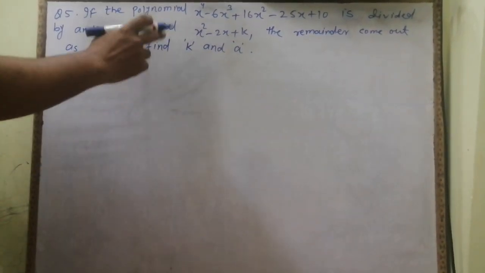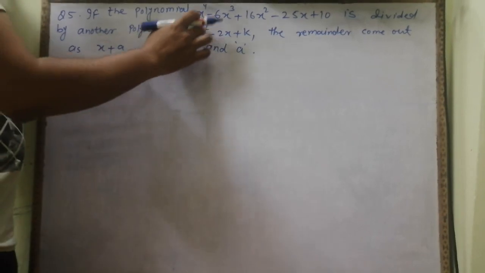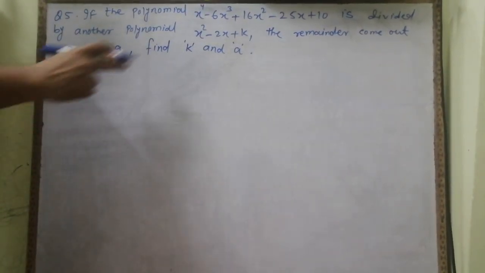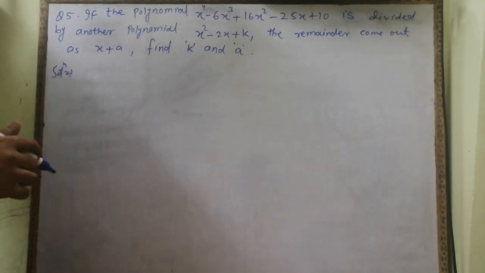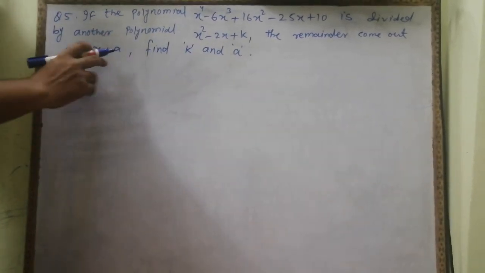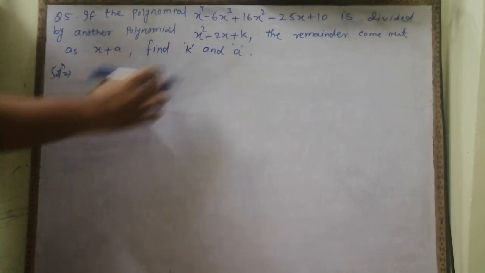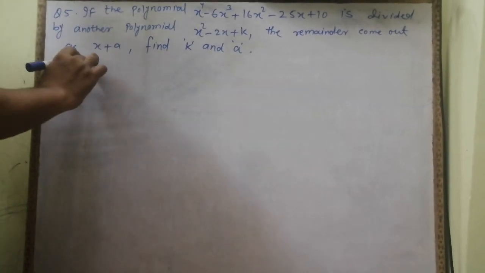Okay, see this, we will divide this polynomial by this polynomial till the degree of the remainder is lesser than the degree of the divisor. After that we will compare the remainder with the given remainder and get the value of k and a. So by long division.